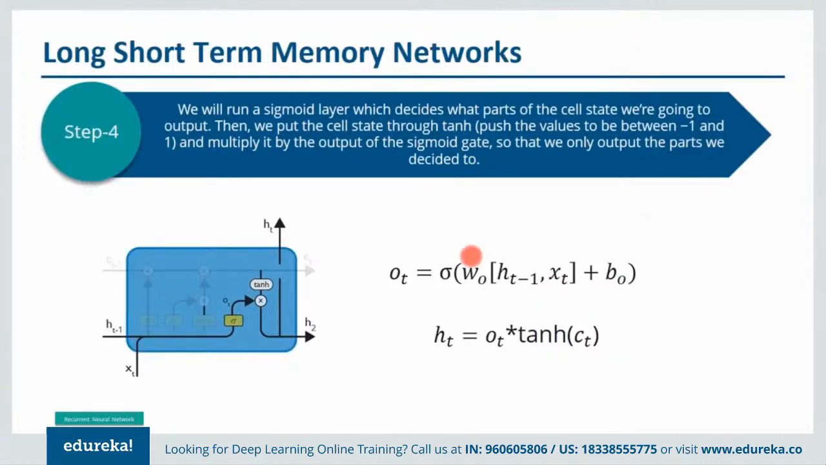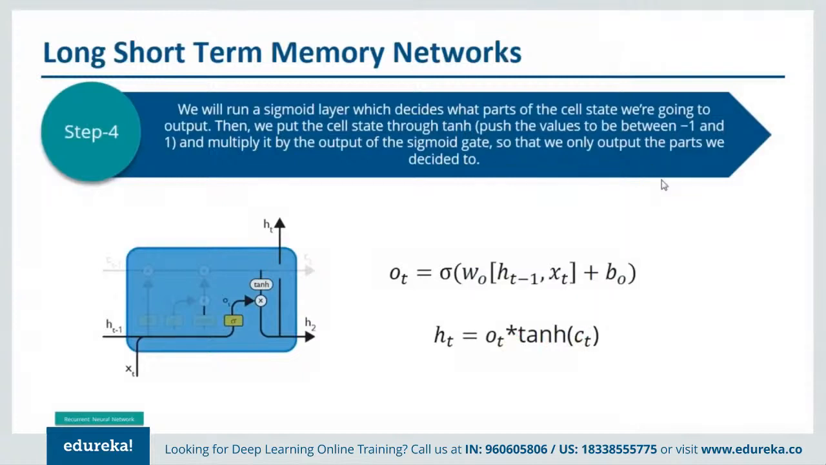Alright, now I'll take the example of that language model again. Since it just saw a subject, it might want to output information relevant to a verb, in case that's what is coming next. For example, it might output whether the subject is singular or plural, so that we know what form a verb should be conjugated into. And you can see from the equations as well, again we have a sigmoid function, and whatever output we get from there, we multiply it with tanh ct to get the new output.